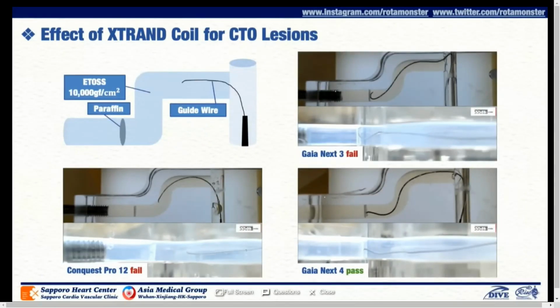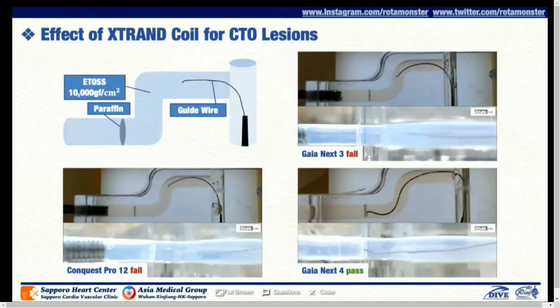In this model, each guide wire will be tested to see if it can penetrate the 0.3 mm hard paraffin cap beyond the two bends filled with a material of hardness similar to the CTO body just after bifurcation. When Conquest Pro 12 passes through the bifurcation site, it cannot follow the subsequent bends and cannot even reach the cap.